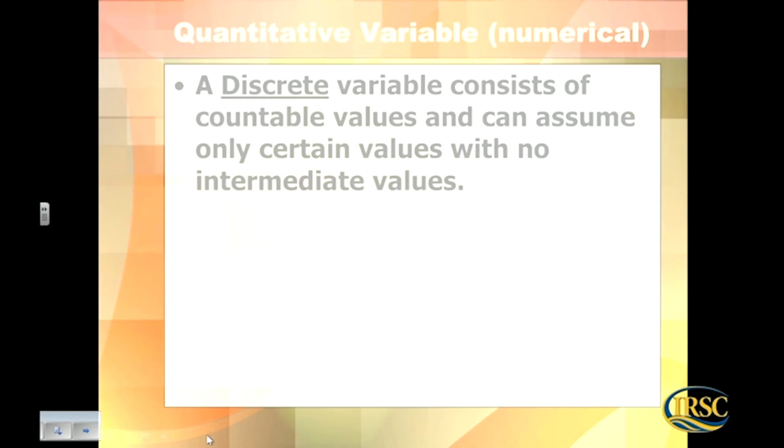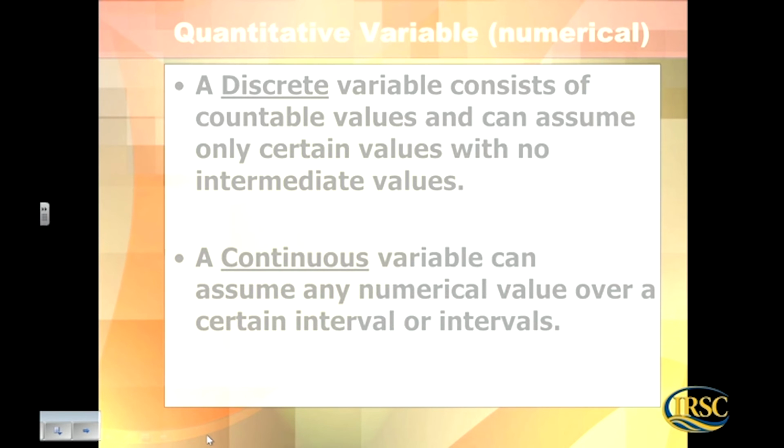Discrete variables do not have those intermediate values. It's what you can count. Some of the examples in the parentheses earlier were number of houses, number of accidents. And so you can write down a couple of those examples under there. Number of people under that heading there.